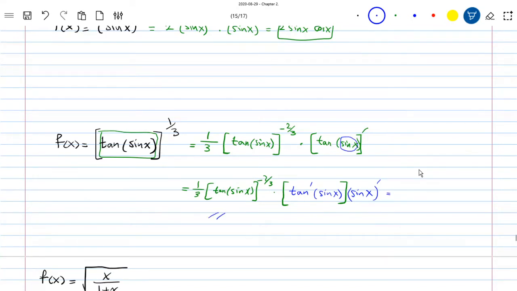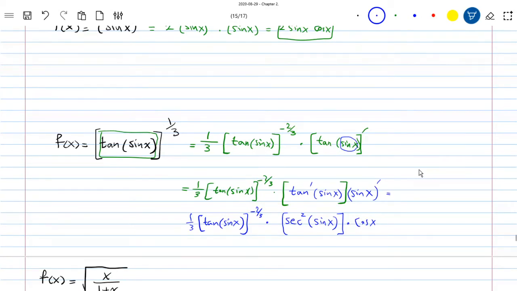So this first part is still the same, times derivative of tangent. It would be secant squared operating on sine x. It's not secant squared x, it's secant squared of whatever that input was. Times derivative of sine, cosine x. This is still, let me write this as well, 1/3 tangent sine x to the power negative 2/3. There's no need for simplifying, but this is the result. This is the result of the derivative.